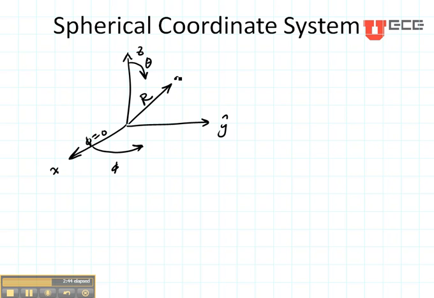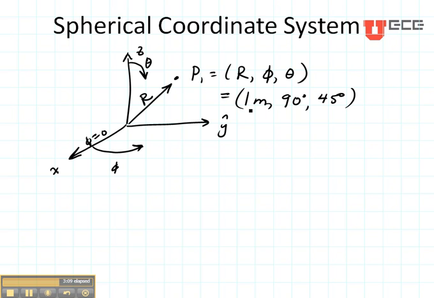So this point right here is going to be defined as an r, phi, and z point. So it's going to have an r, a phi, and a theta. Sorry, I think I said z, but it's r, phi, and theta. This point right here might have a radius of 1 meter. The phi value, because it's in the xz plane, is 90 degrees, and theta, coming down from the z-axis, looks like that's about 45 degrees.